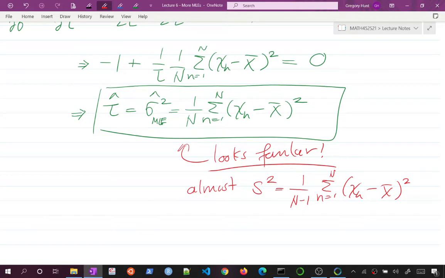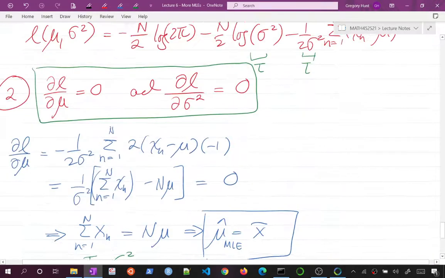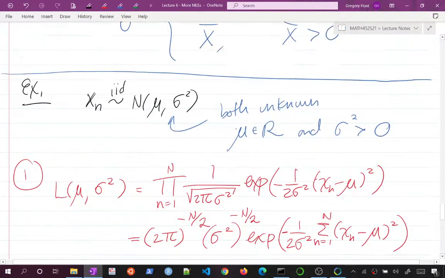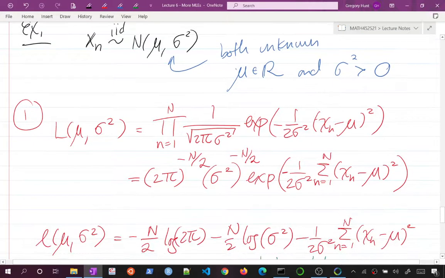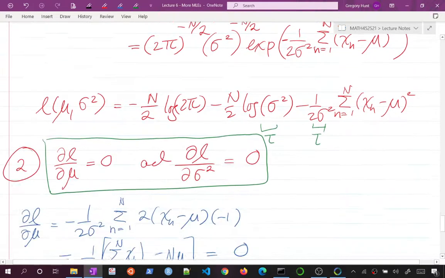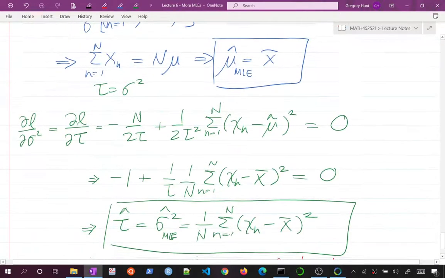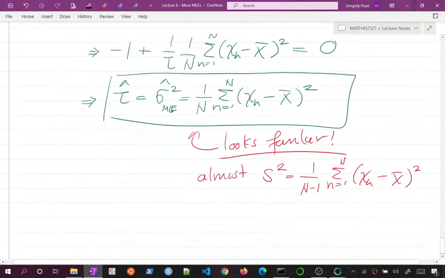So that's cute. It basically says you can do this for two parameters at a time. Probably not going to ask you to do that on an exam. You could see it on homework or on the suggested problems. But for the normal, the two-parameter normal is easy enough to do, and the MLE is x bar and this 1 over n version of the sample variance.